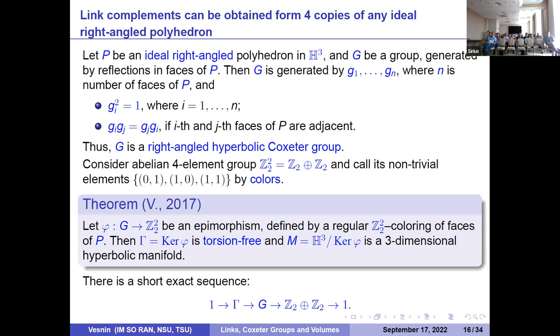So you'll get a three-dimensional hyperbolic manifold. If you use only two colors, you'll get an orientable one. If you use three, you get a non-orientable one. And in the orientable case, you have exactly link complements. So algebraically, you have such an extension, you have that sequence. We're interested in the group G, which is the group generated by reflections, and gamma, which is the kernel.